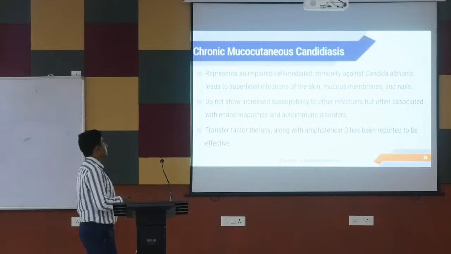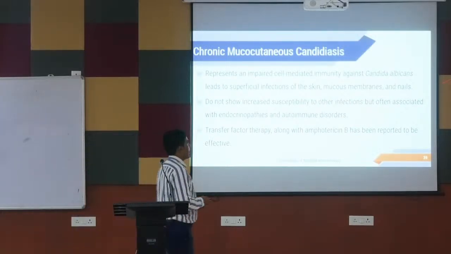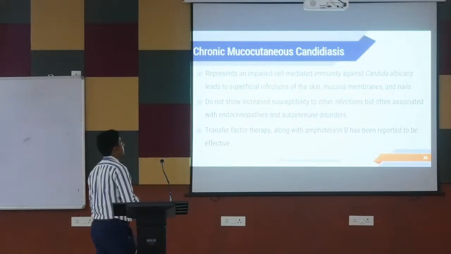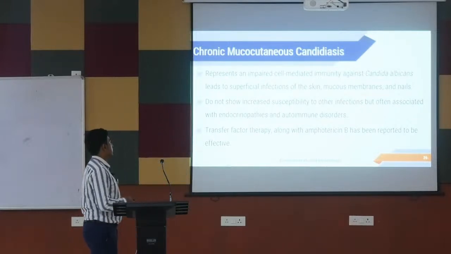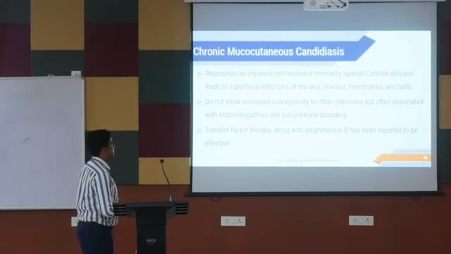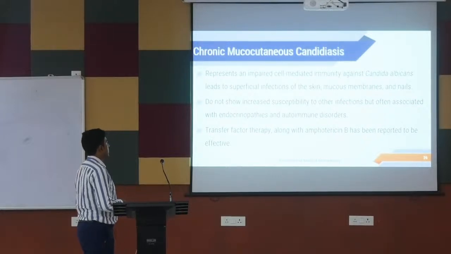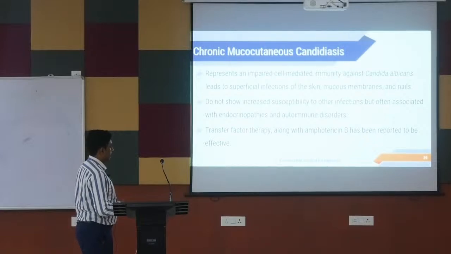Chronic mucocutaneous candidiasis. This represents an impaired cell-mediated immunity against Candida albicans, leading to superficial infections of the skin, mucous membranes and the nails. They do not show increased susceptibility to other infections but are often associated with endocrinopathies and autoimmune disorders. Transfer factor therapy along with amphotericin B has been reported to be effective.